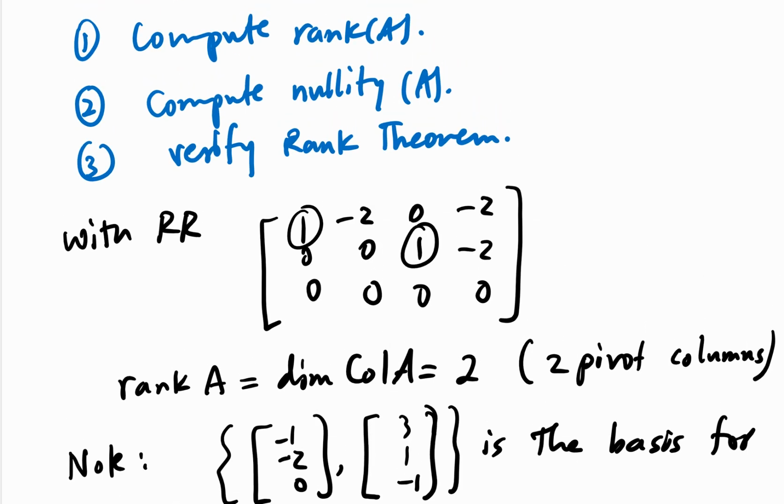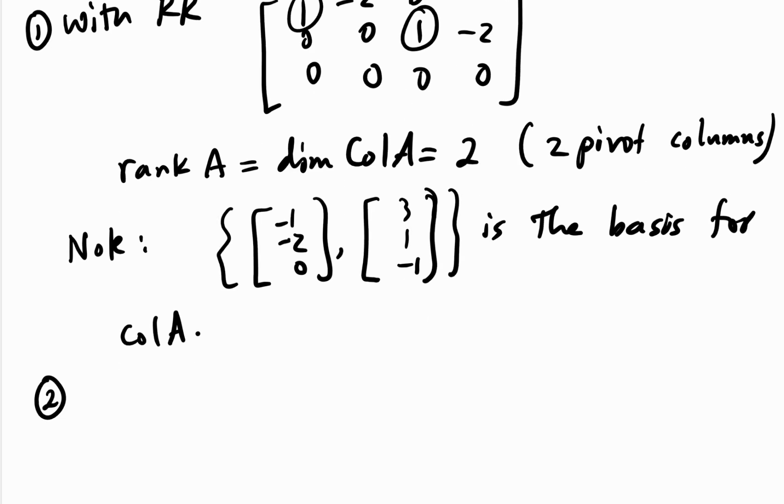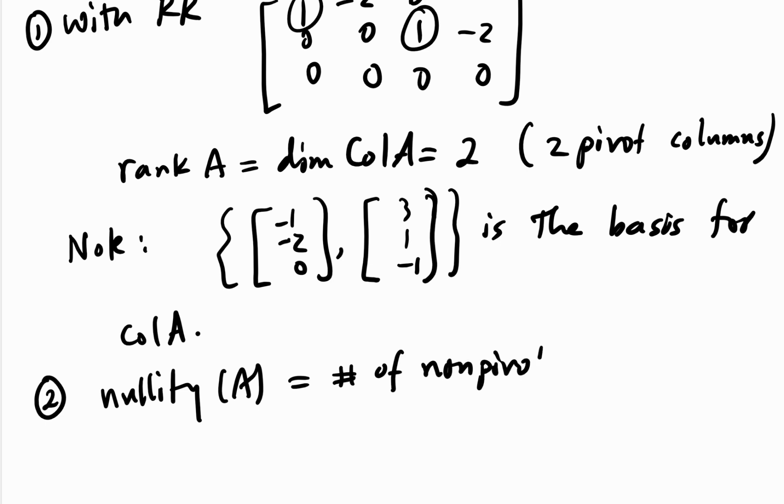Part 2, we need the nullity. We need to find the total number of non-pivot columns. So how many are there? How many non-pivot? Well, we have this one and this one, the second and third columns. There are 2 of them.